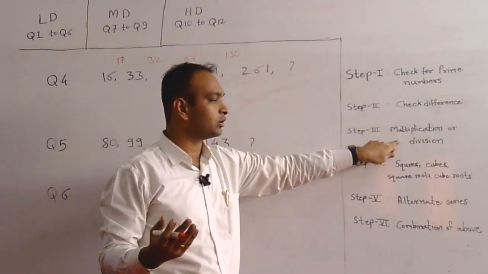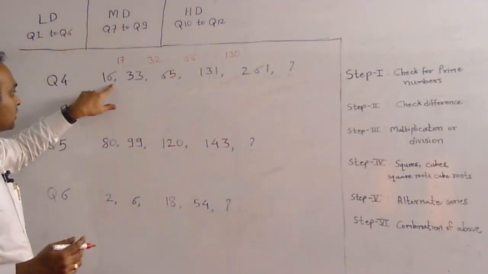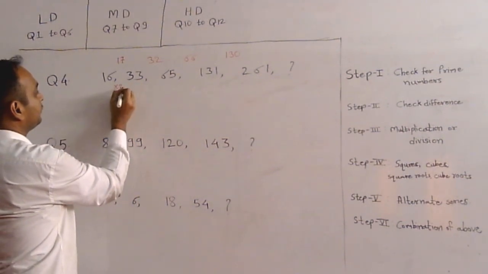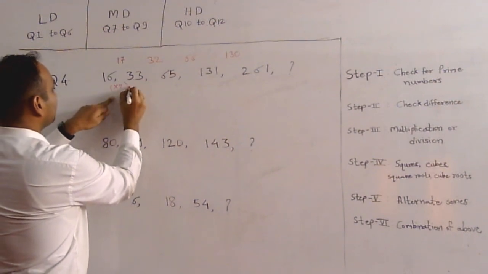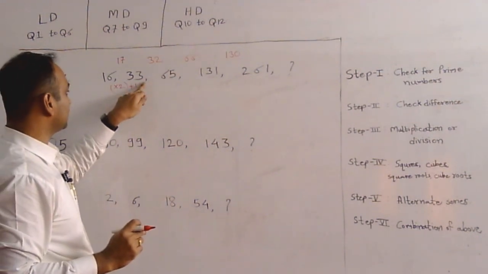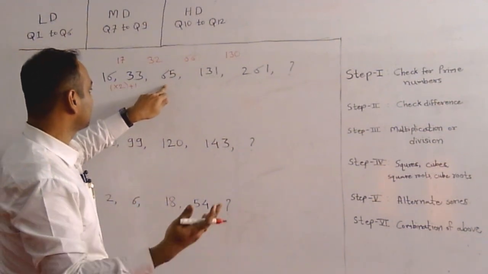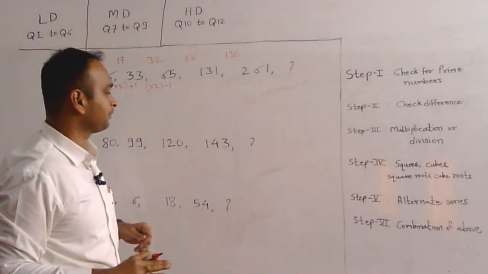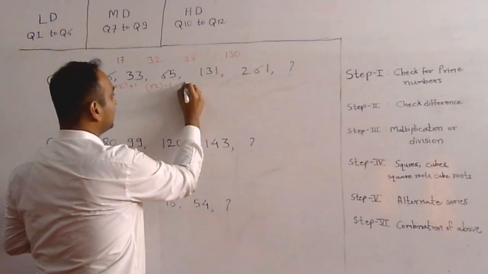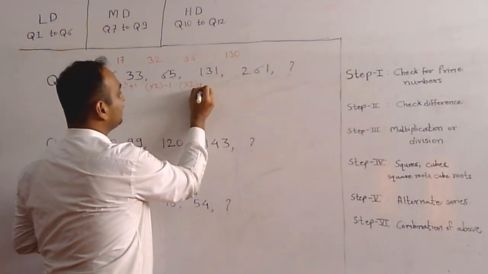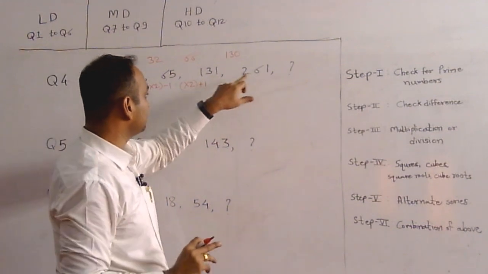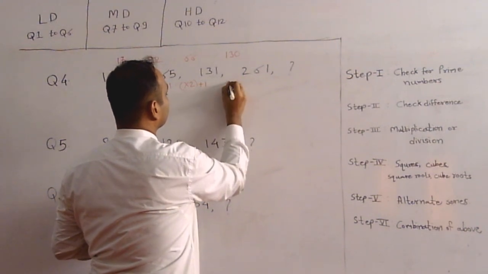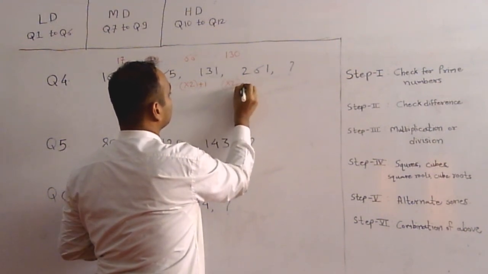Let's go for multiplication or division. Checking multiplication here, 16 and then 33. So maybe we are doubling the number. We are doubling the number and then adding 1, right? That gives 33. 33 twos are 66. So again here we are doubling the number, but this time we are subtracting 1. Then 65 twos are 130. Again here we are doubling but adding 1. And 131, double of 131 will be 262, right? So again here we are doubling and subtracting 1.